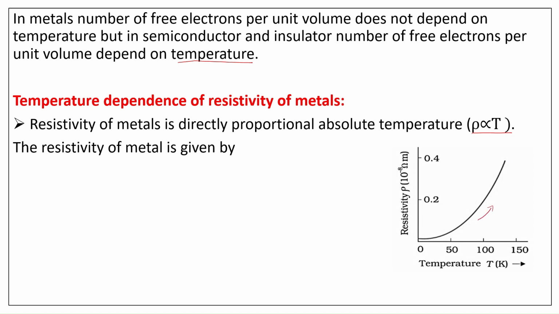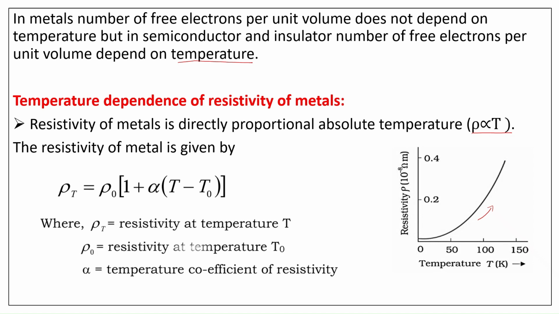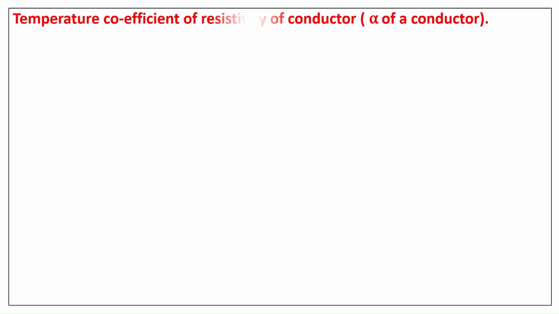ρT is equal to ρ naught into bracket 1 plus alpha into T minus T naught, where ρT is the resistivity of the conductor at temperature T, ρ naught is the resistivity of the conductor at temperature T naught, and alpha is the temperature coefficient.